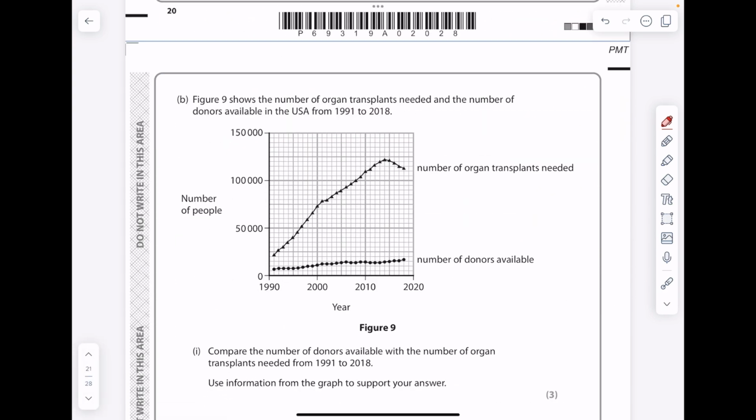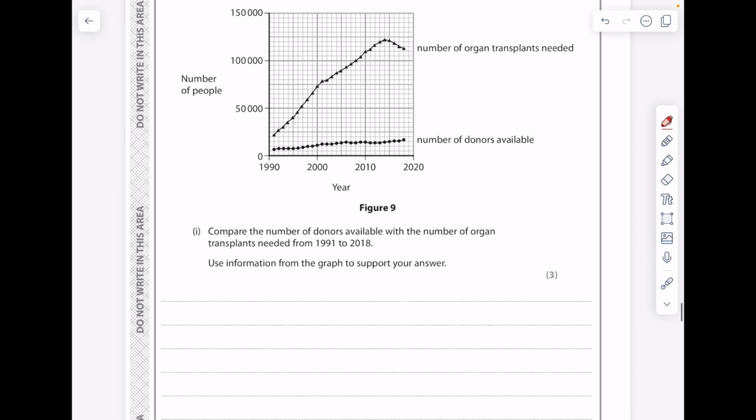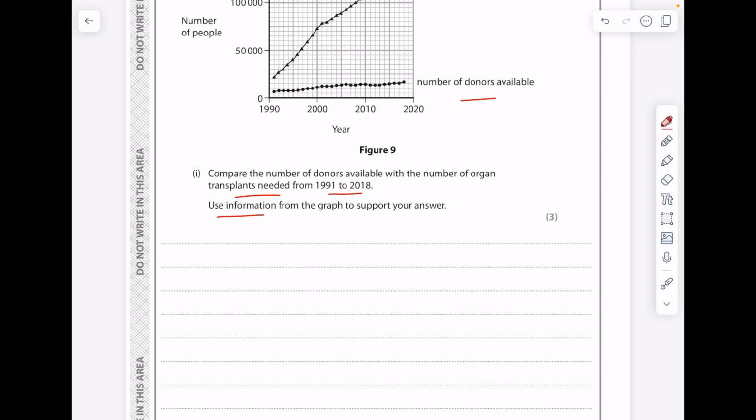Figure 9 shows the number of organ transplants needed and the number of donors available in the USA from 1991 to 2018. Compare the number of donors available with the number of organ transplants needed. Use the information from the graph to support your answer. Gosh, look at this. The number of donors available is extremely small compared with the number of organ transplants. Notice that the number of organ transplants needed increases rapidly compared with the much lower increase in the number of donors available. So we're just really saying what we see on the graph.